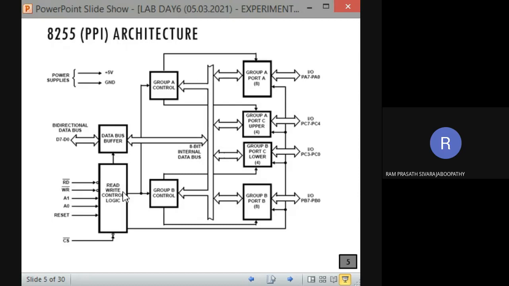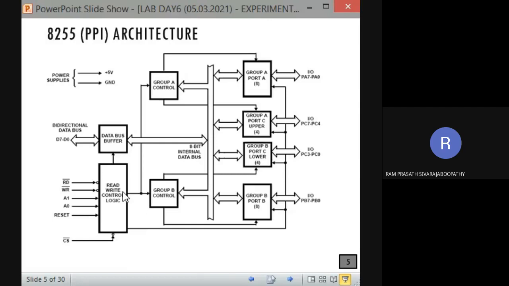The RD bar and WR bar, you can connect to the 8085. Any idea? Where do you have to connect the RD bar and WR bar with the 8085? In your processor, where will you connect this? To which pin can it be connected? Any idea? Yes, control and timing unit. Fine. Where in that will you connect it? With which signal should it be interfaced? RD bar and WR bar. No Shivakumar, we will not connect it with ALE. RD bar means what?